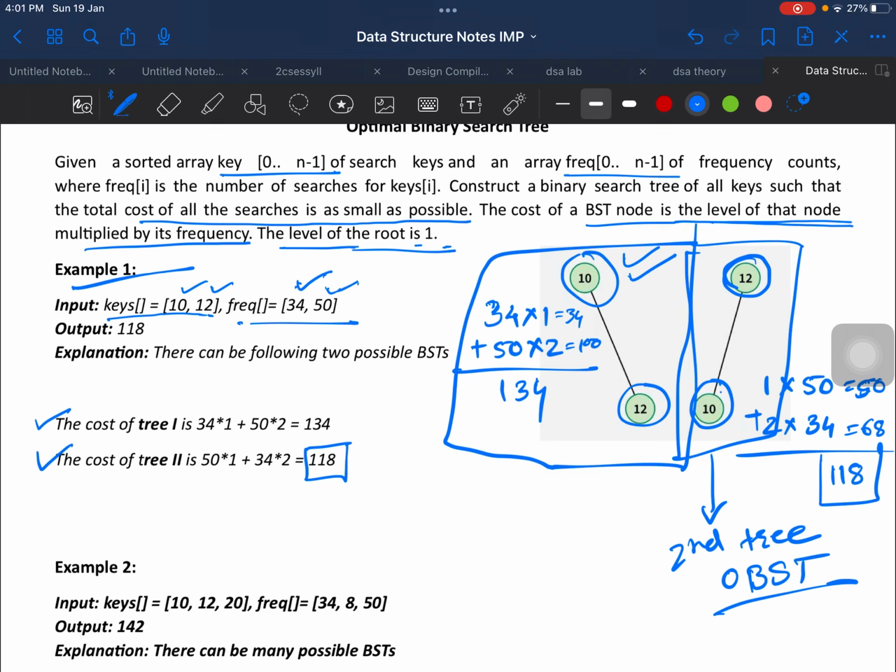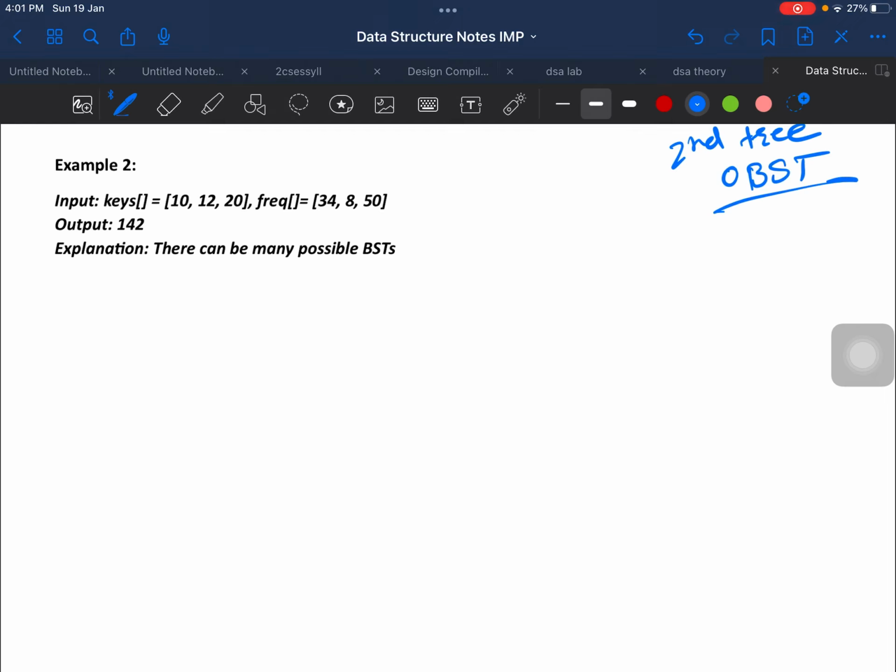So let's discuss example number 2 guys. In example number 2, they have given 3 key values. So here we have 3 key values, that is 10, 12, 20.